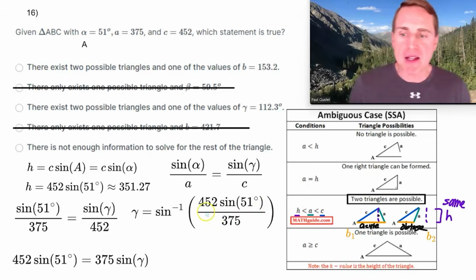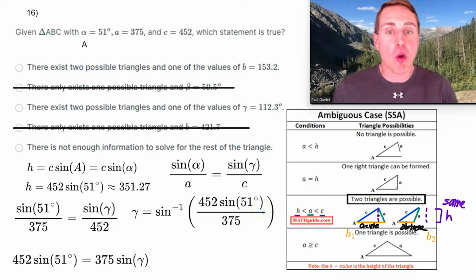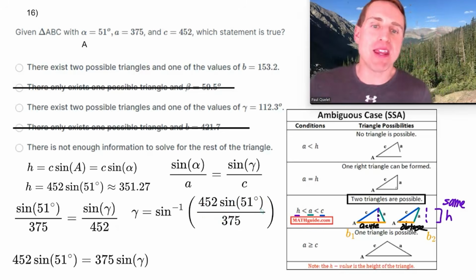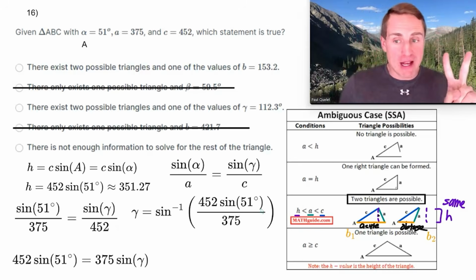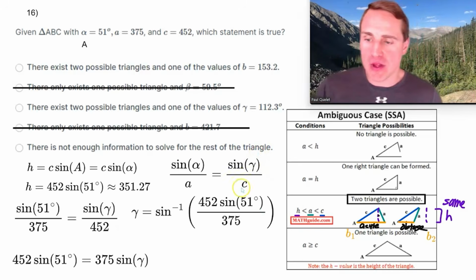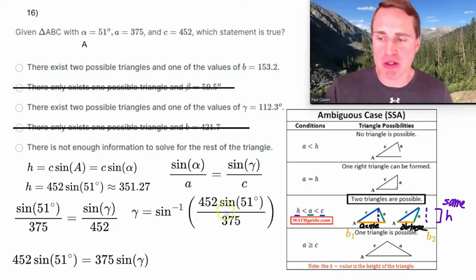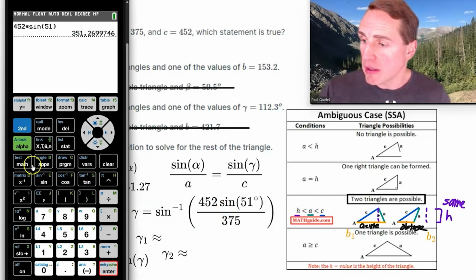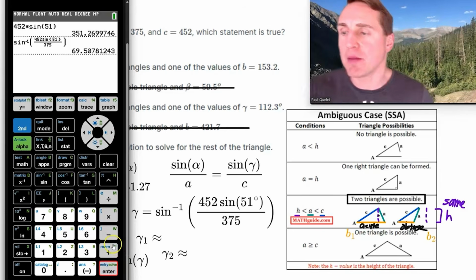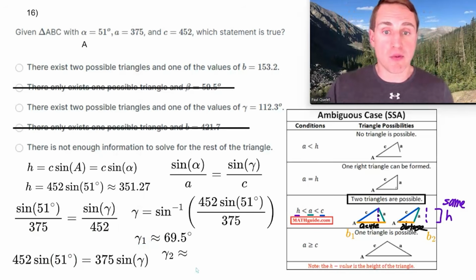Now remember, because it's a positive ratio, it can occur in quadrant 1 and 2. So that means we're going to get an acute and an obtuse angle for gamma. So let's find each of those. We're going to have gamma 1 and gamma 2. Okay, so from the scientific calculator, let's do inverse sine, and let's do a fraction. Let's do 452 sine of 51 degrees, making sure we're in degree mode, divide by 375, put the parenthesis over here, close it off. We get about 69.5 degrees. Okay, that's one of the values for gamma.